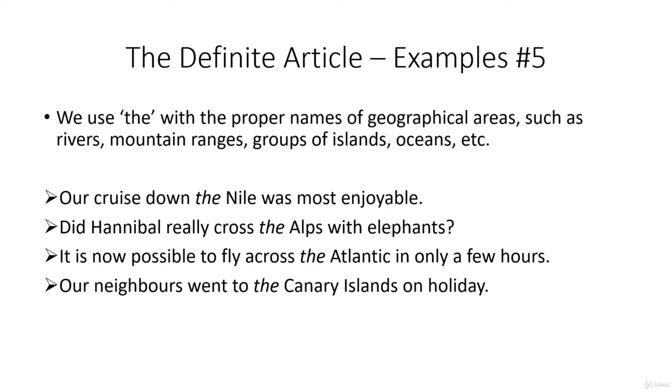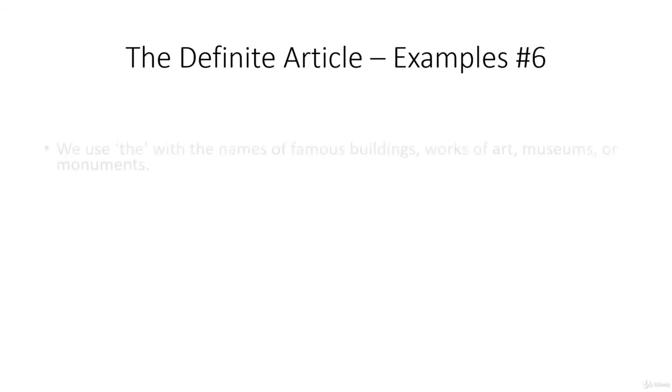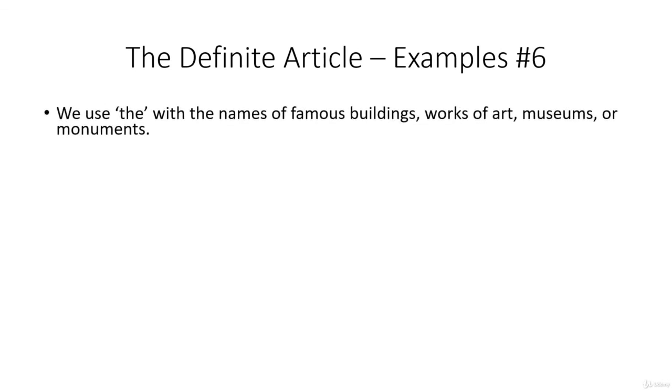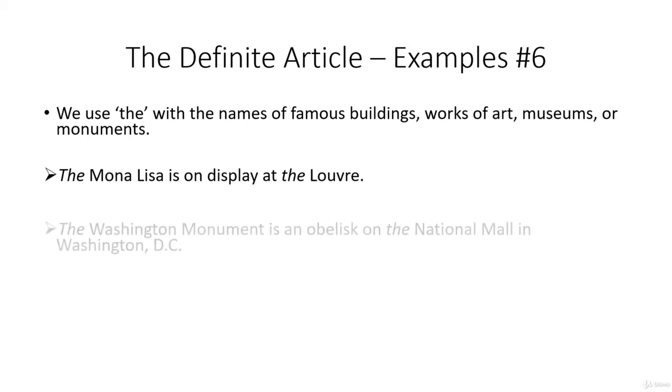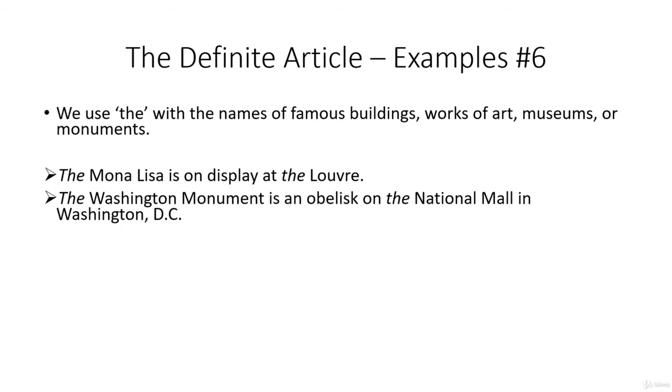And we also use "the" when we're referring to famous buildings and works of art, museums or monuments. The Mona Lisa is on display at the Louvre. So again, we have two examples here. The Mona Lisa is a well-known work of art, and the Louvre is the building that it's on display in. The Washington Monument is an obelisk on the National Mall in Washington, D.C.